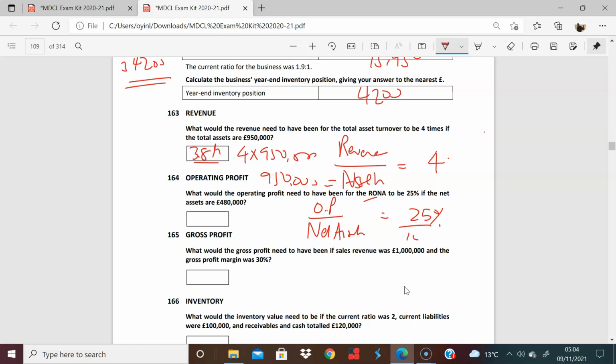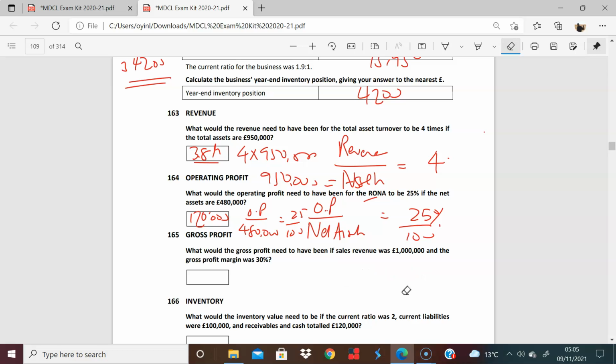So basically it's like saying OP over 480,000 is equal to 25 over 100. What is OP? So just multiply the 25 over 100 times the 480,000. Right, so you have here 25 divided by 100 times 480,000, and that's the answer there, 120,000. And you have that there.